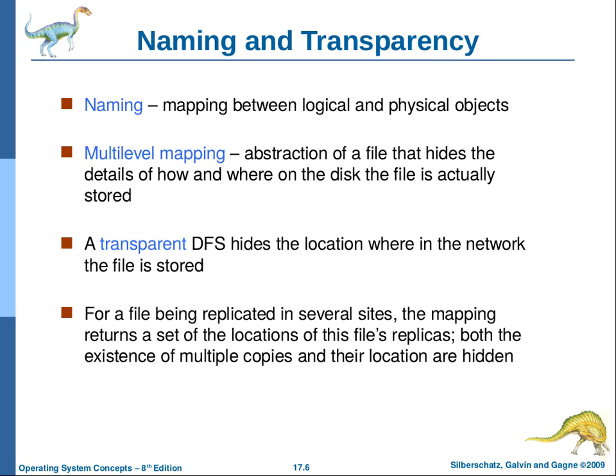So naming is how you map from logical to physical objects. It's a multi-level mapping that hides the details of where the file is actually stored on disk. So you may have a local file, but it's really mapped to some other level on some other machine. A transparent distributed file system will hide the location where the network file is stored, so the client only sees a local file.